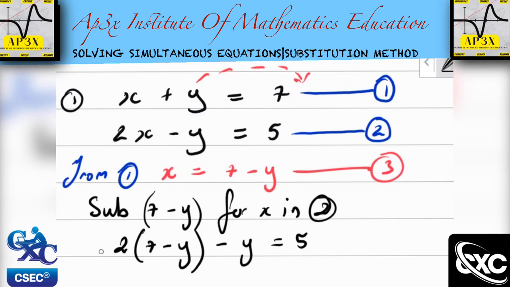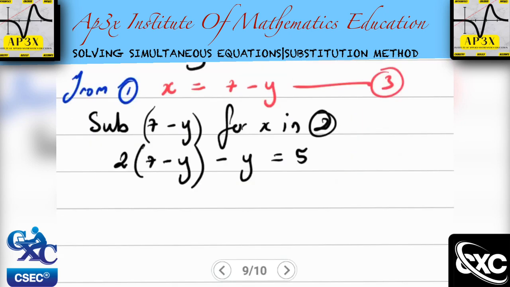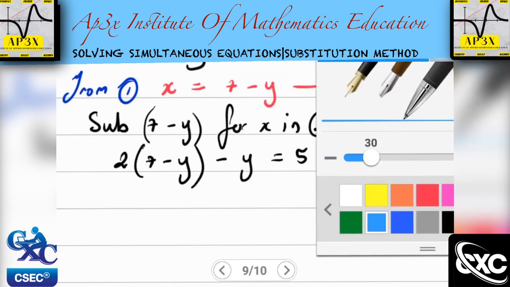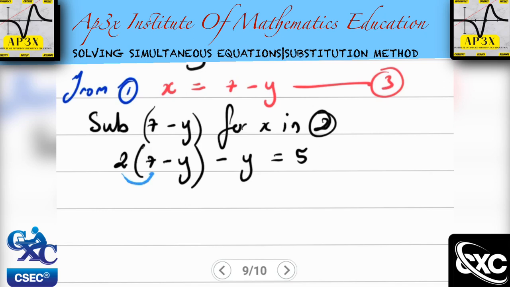And now what you have here is a very straightforward equation with one variable, one unknown. So now easily I can go ahead and distribute the 2 here and distribute the 2 here.